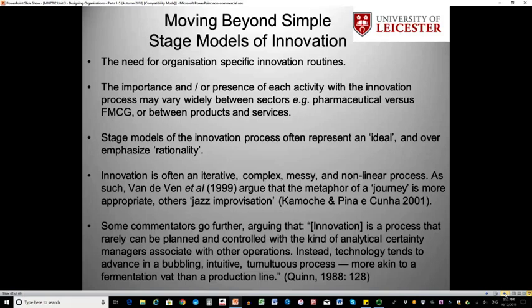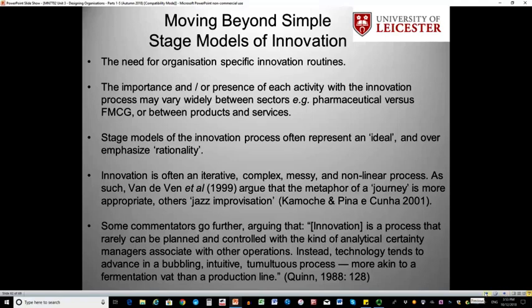And I think there is a tension there, because jazz is not something you can easily manage. So one metaphor is pulling us away into things that are difficult to manage, and the stage model is pulling us towards things that are easier to manage. And innovation needs to come somewhere in that spectrum.